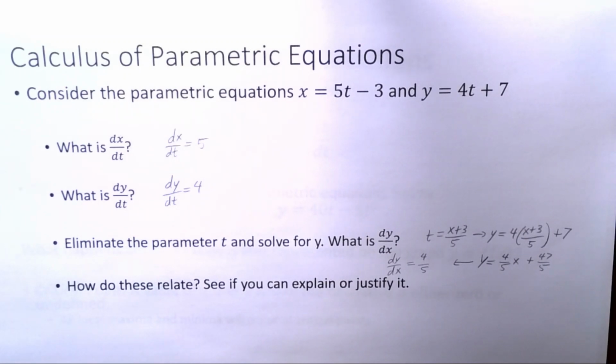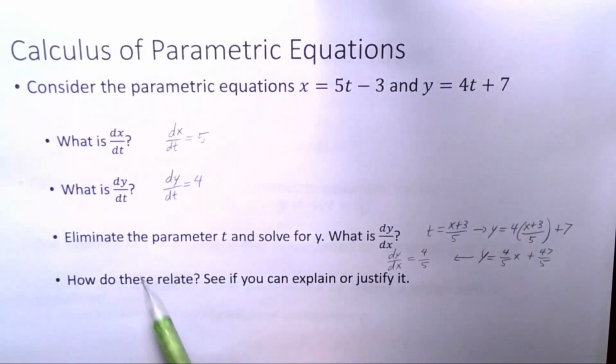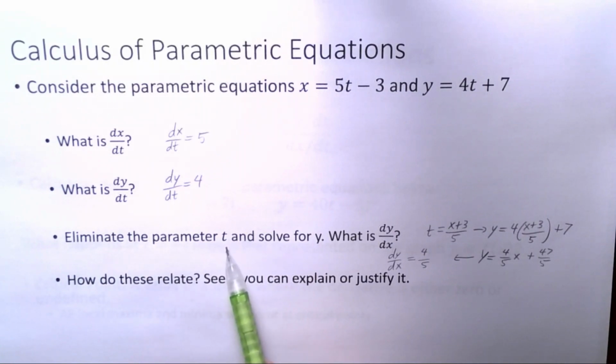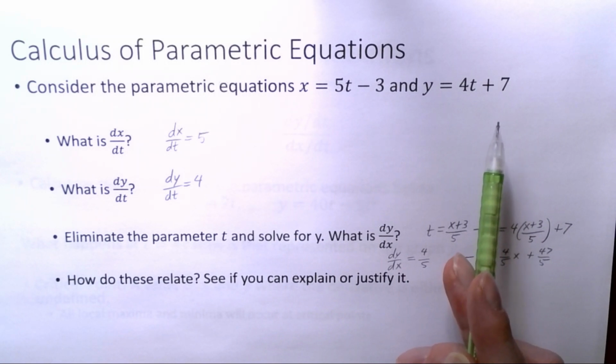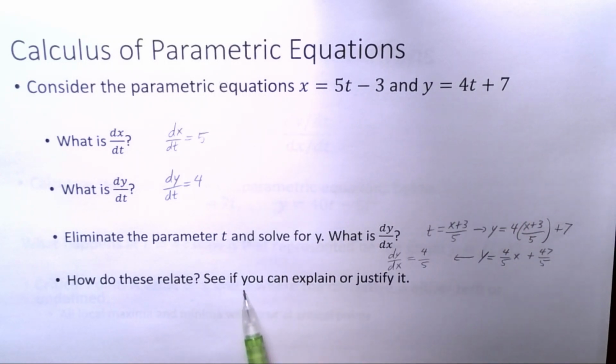Calculating dx/dt, we have the derivative of 5t minus 3 with respect to t. That gives us 5. dy/dt by a similar process gives us 4. As was talked about earlier, when it comes to eliminating the parameter t, there are two main avenues. One is to solve for t, the other is trig identities. Given that neither one of these functions contains any trig, we're going to solve for t in one of them and plug into the other.